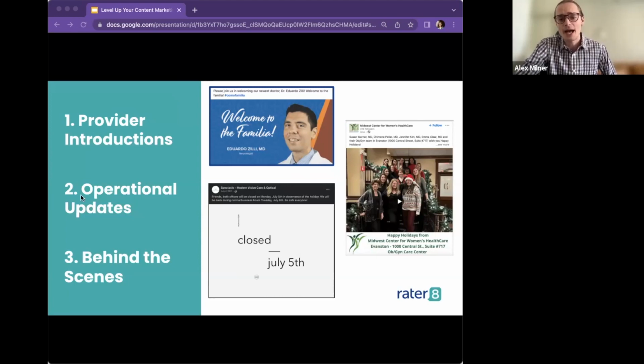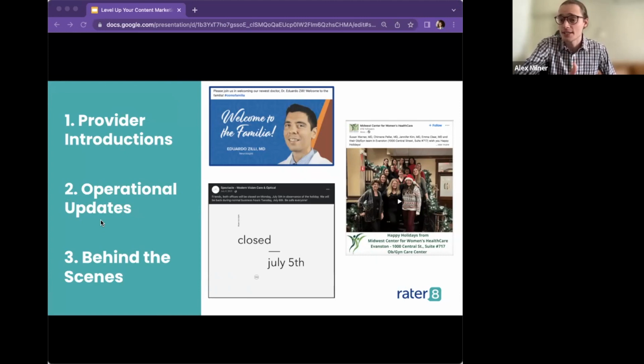Now, piggybacking off of that, there are also operational updates, which work fairly similarly. Unlike other social media posts, operational updates are specifically targeting current patients. They can reach new patients, but when you think about it, a new patient is unlikely to go to your Facebook page. A current patient, however, is already going to like it.